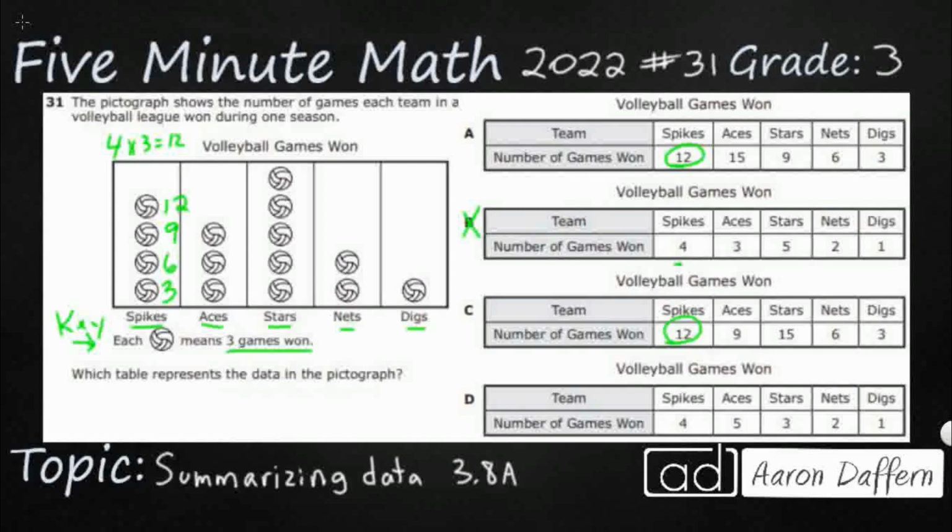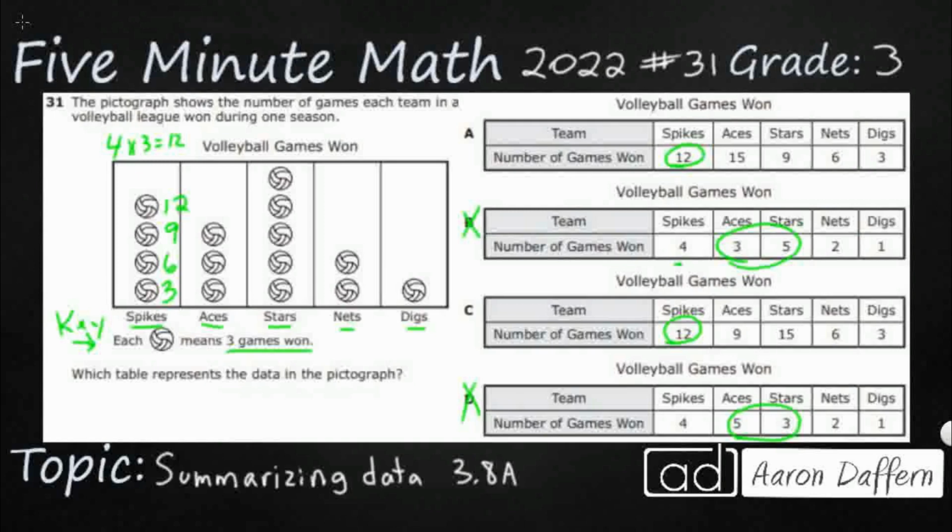I don't know where this 4 Aces, 5 comes from. These are just all random. This D right here is very much like B. They just flipped the 5 and 3, so it's just wrong. So I've already eliminated 2 answer selections. It's just between A and C.